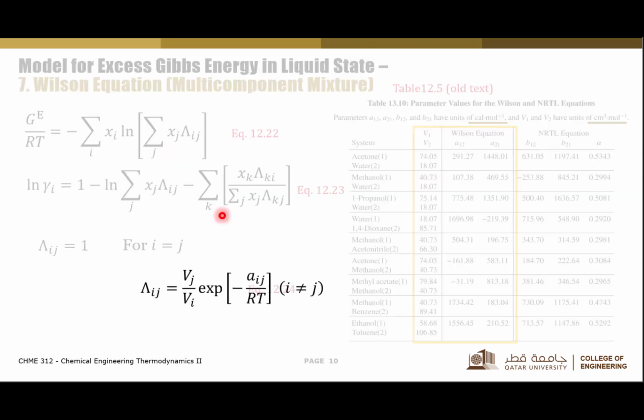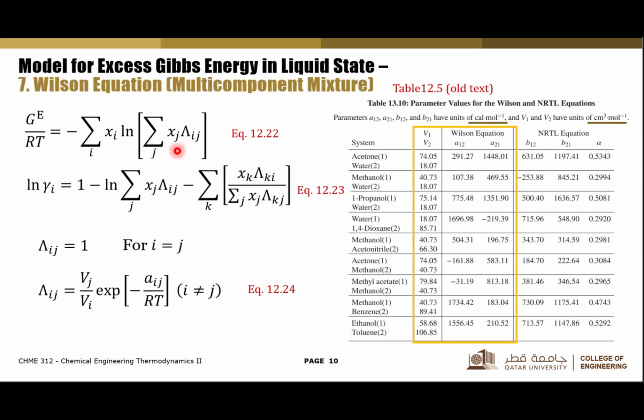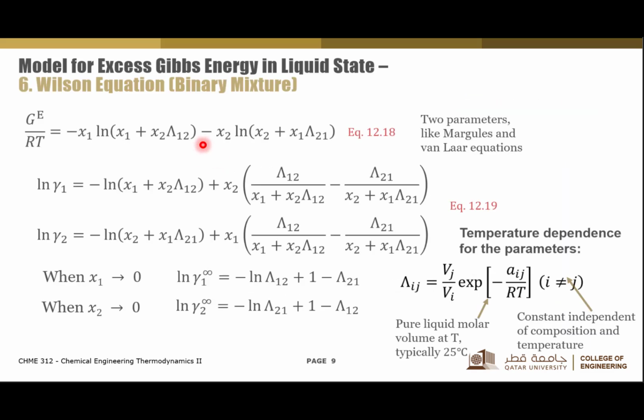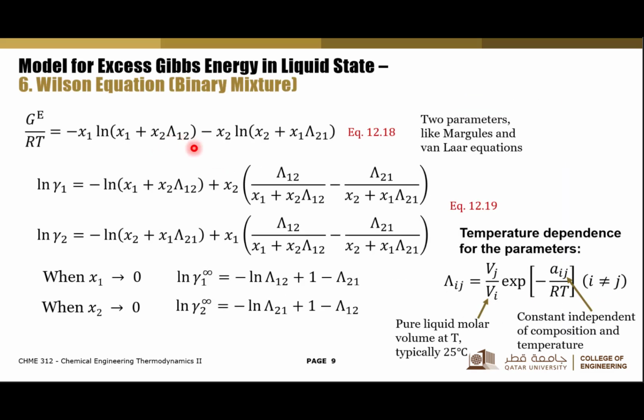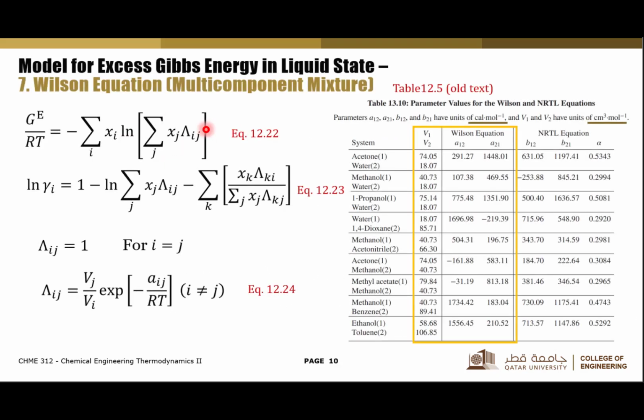Then the next one, now J equals 2, so x2 multiplied by what? Lambda 1,2. So this is what we see here: x2 lambda 1,2. So if you have more components, it just goes on that way. All right? So this is the multi-component equation. And then with respect to the activity coefficients, we have this expression. Again, follow the same rules for doing the summations. And then here we have the lambda calculation using the parameters that we see here.